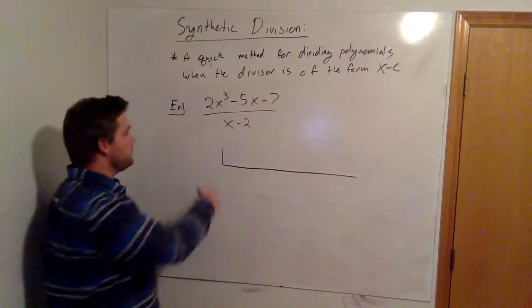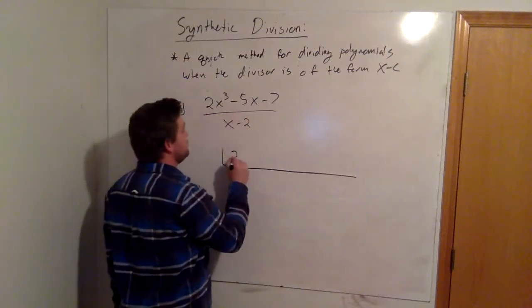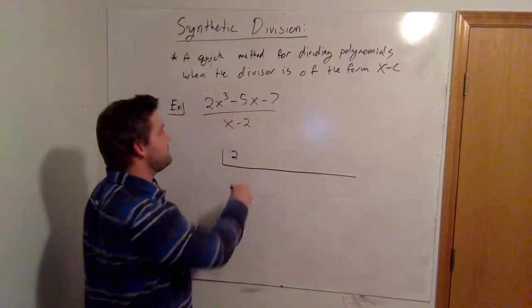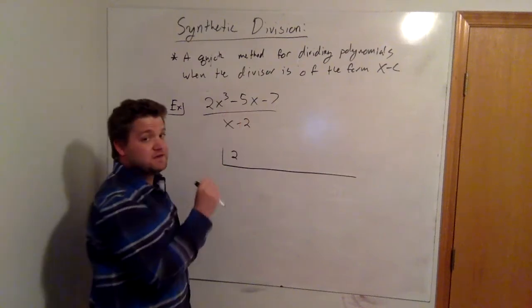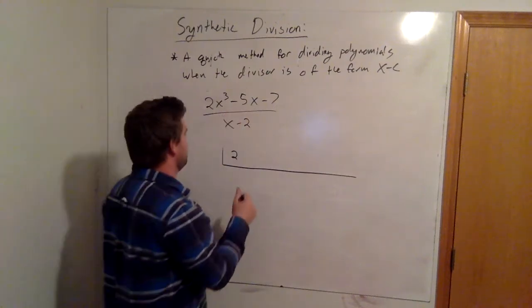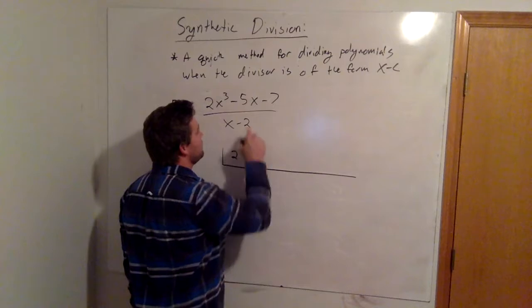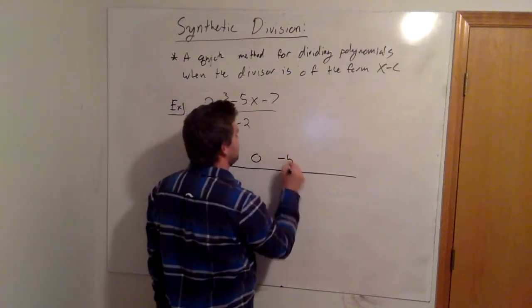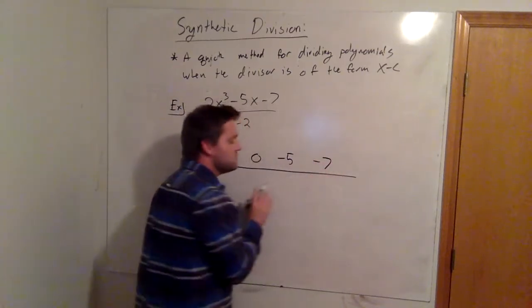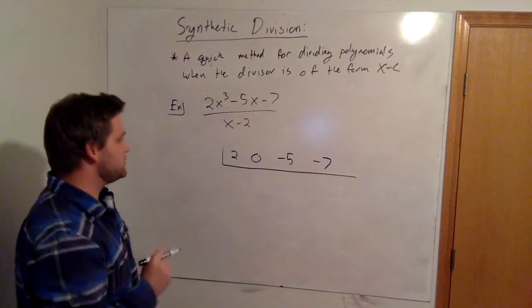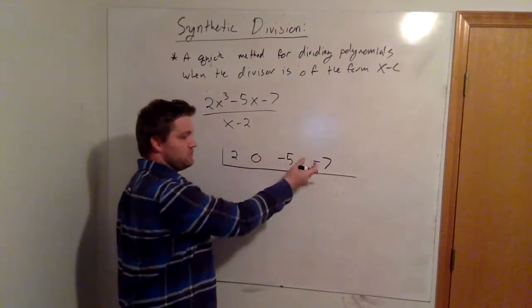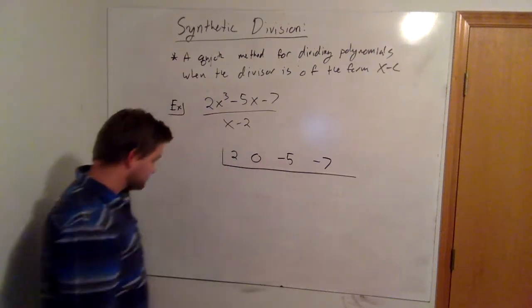I'm going to record the coefficients, so I have a 2. Now notice that I don't have any x squared terms, so I need to think of it as 0x squared. So I need to put a 0 here, then a negative 5, then a negative 7. This is the most common mistake I see with synthetic division, forgetting to put zeros in for my dividend.